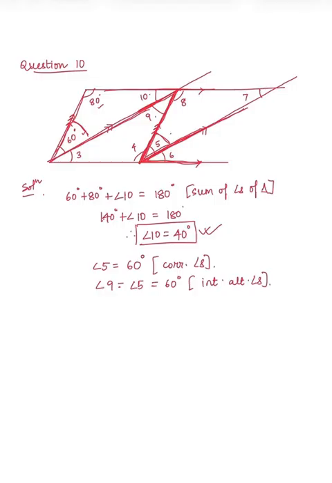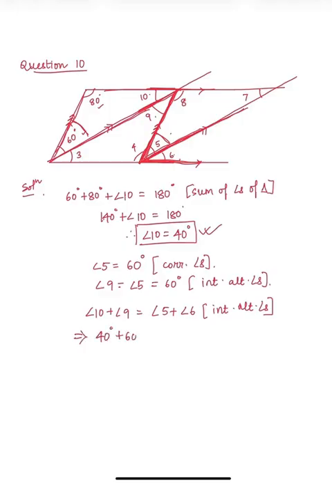So similarly, we can easily get the value of angle 6 as well. How can we get that? If you consider this particular Z, then angle 10 plus angle 9 is equal to angle 5 plus angle 6, because they are interior alternate angles. Let's plug in the values. 40 degrees plus 60 degrees is equal to 60 degrees plus angle 6. So therefore angle 6 is 40 degrees. So now we know the value of this 9, 5 and 6.